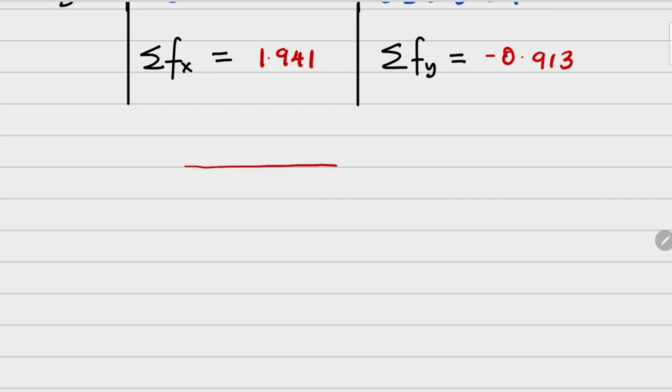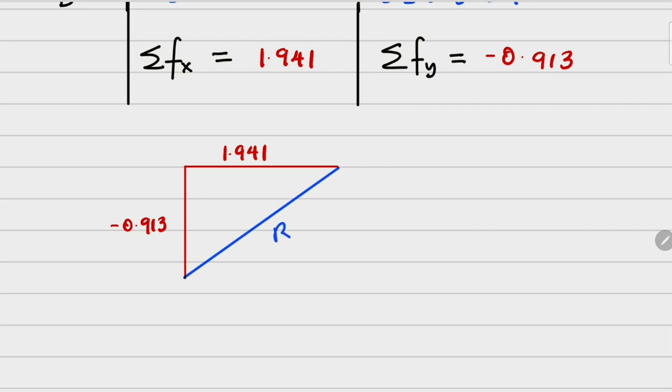Now, let this represent my horizontal axis. Of course, the vertical axis, because it's negative, is going to be like this. This will be 1.941, and this will be my minus 0.913. And the resultant is going to be this. That is R.